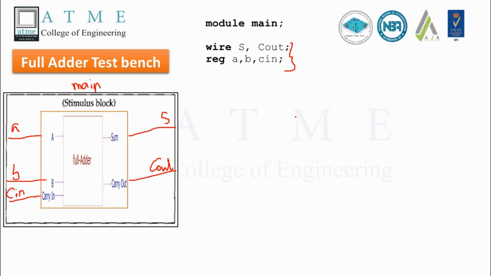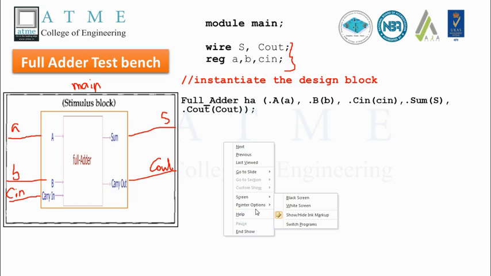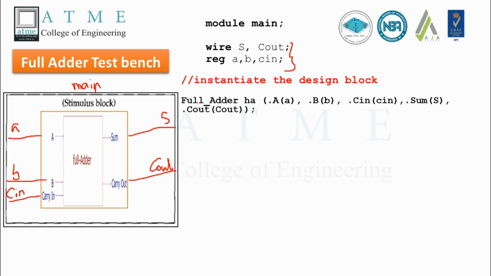Then it is very essential that you instantiate, or invoke, the design block in the main module. The design block should be invoked through its module name. The module name of the full adder, written in the previous slide, is full underscore adder, which is invoked through its module name, followed by the instance name. Let me call the instance name FA. The instance name is a user defined name. Other than a keyword, any instance name can be given here.